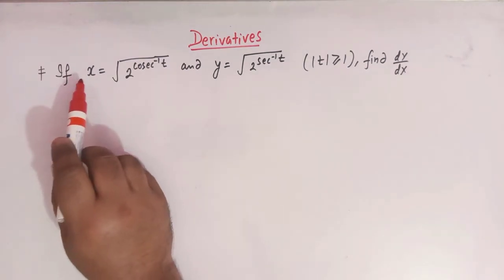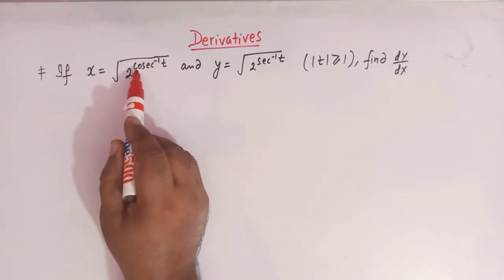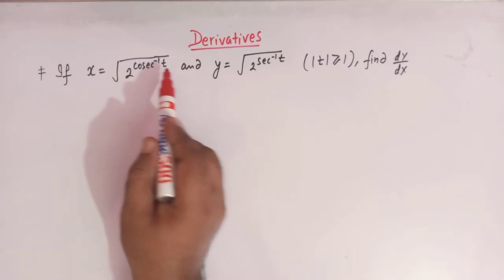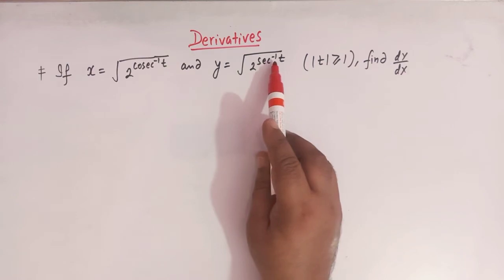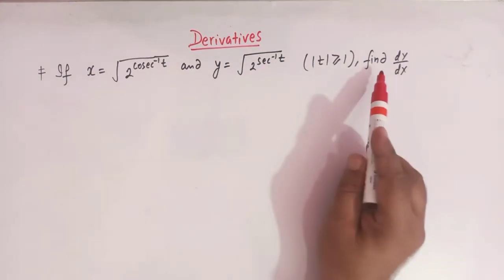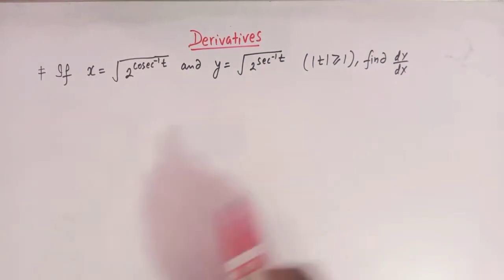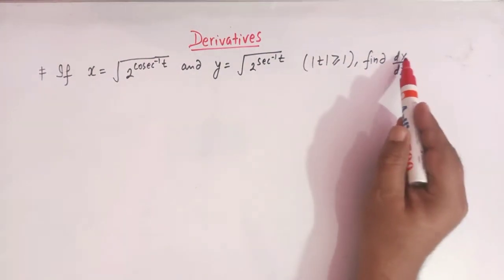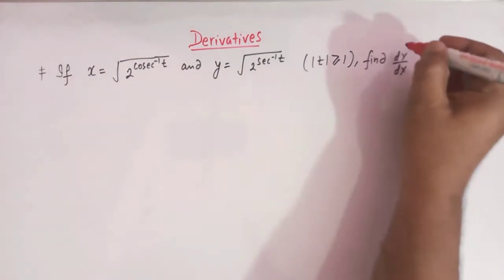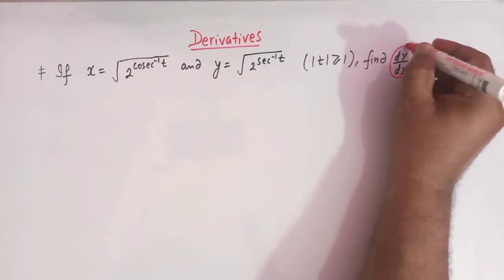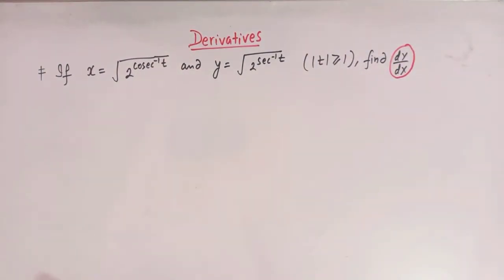If x is equal to square root of 2 raised to cosec inverse t and y is equal to square root of 2 raised to sec inverse t, then we have to find the derivative of y with respect to x, right? So this is a case of parametric differentiation, and we have to obtain the value of the derivative of y with respect to x, right?